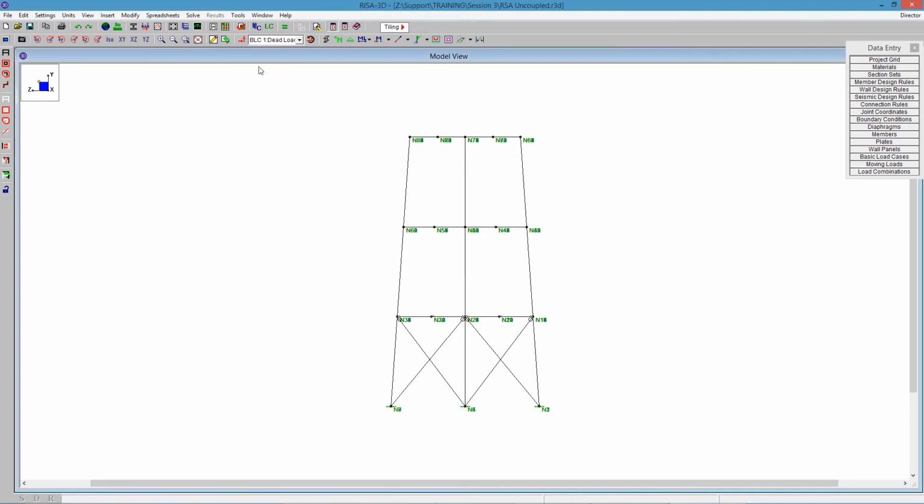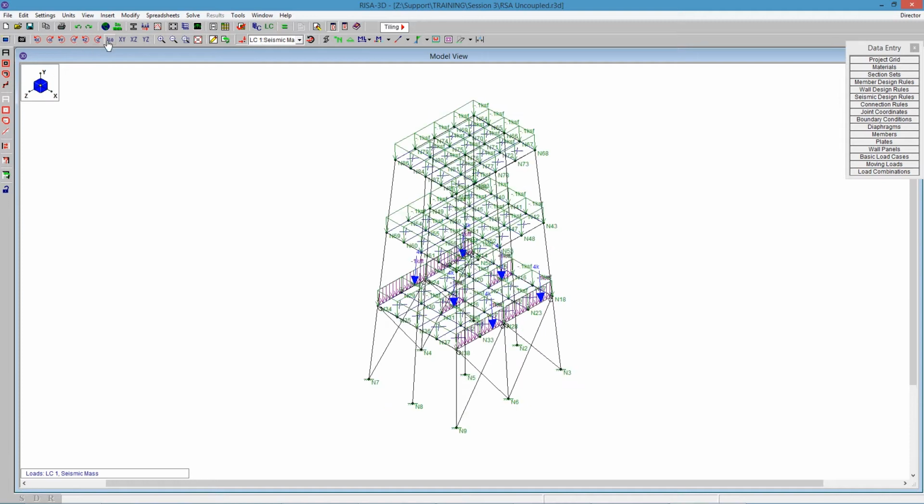And what I'm going to do is we have already our seismic mass defined. So if we look at the structure in the seismic mass, you actually see a little bit more load on the lower level as well. So we've got some extra point loads happening. Again, that's going to help contribute to the different irregularity in the structure.